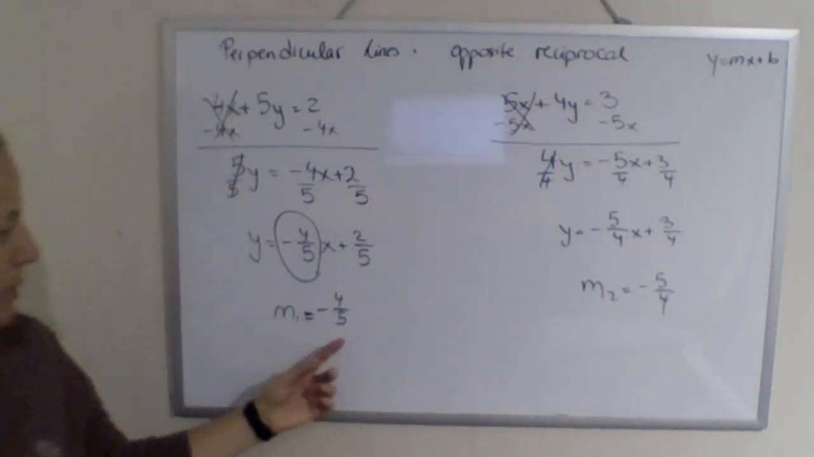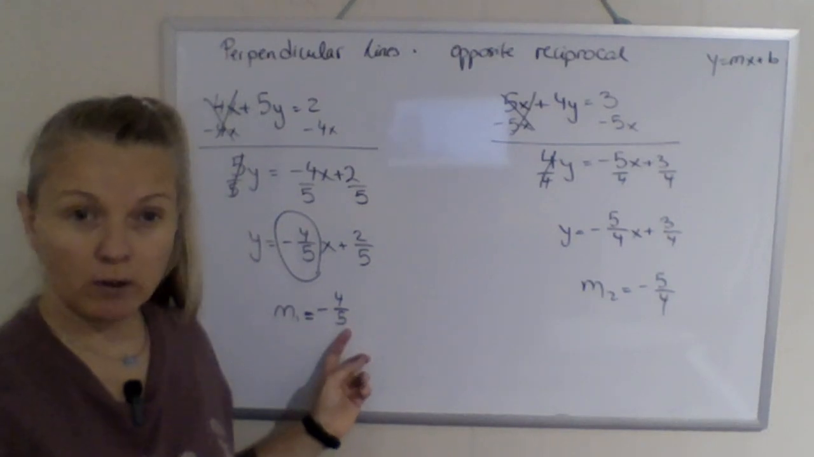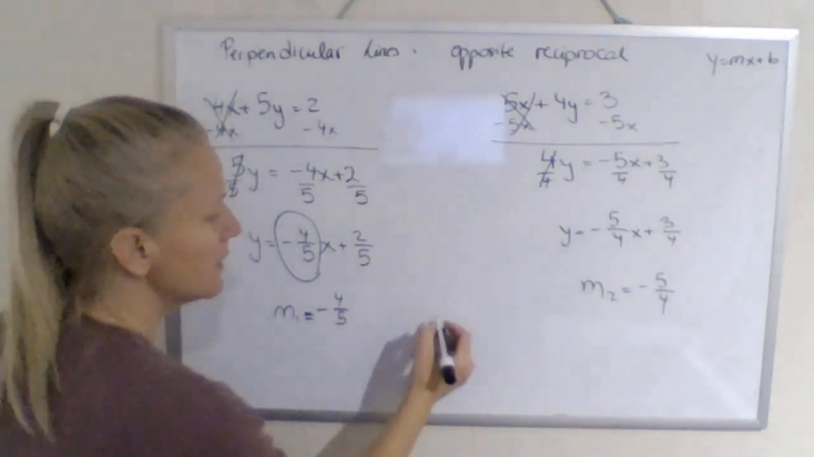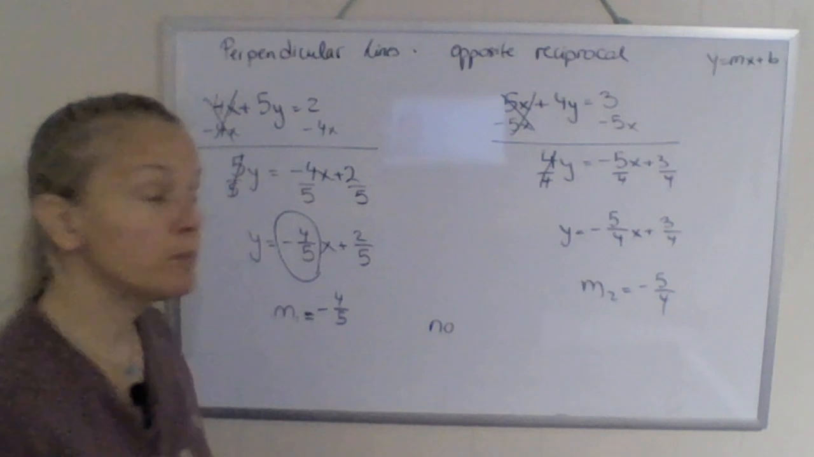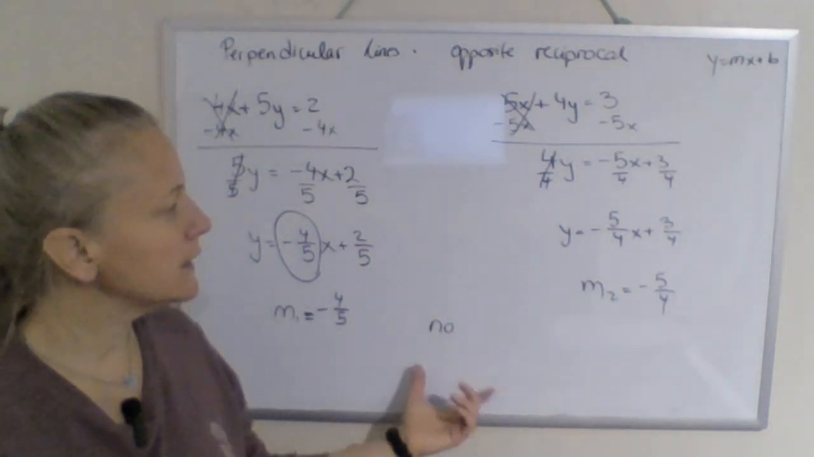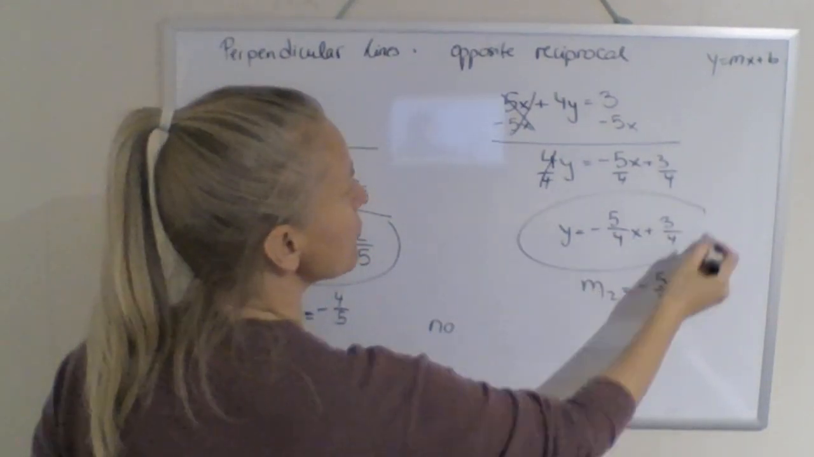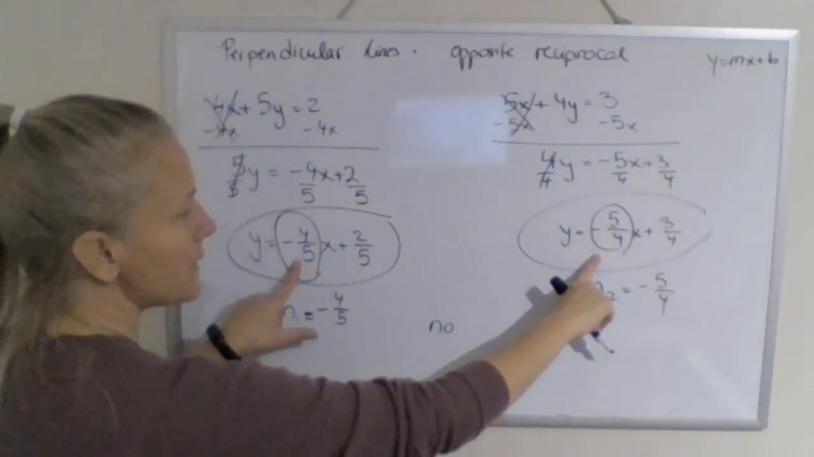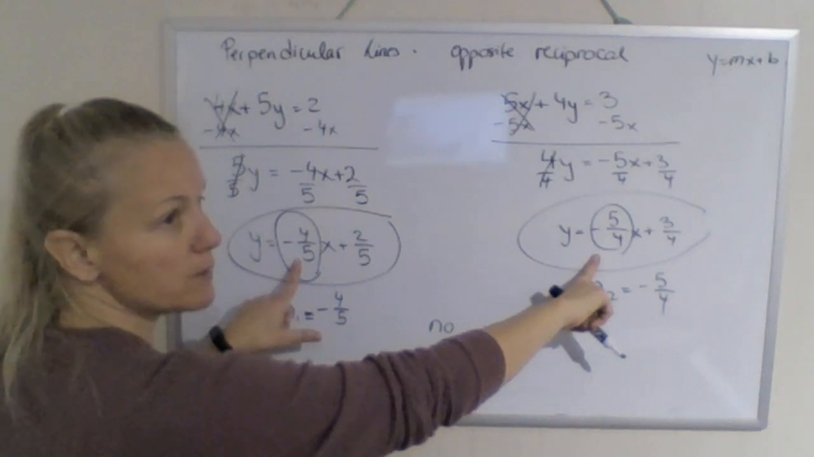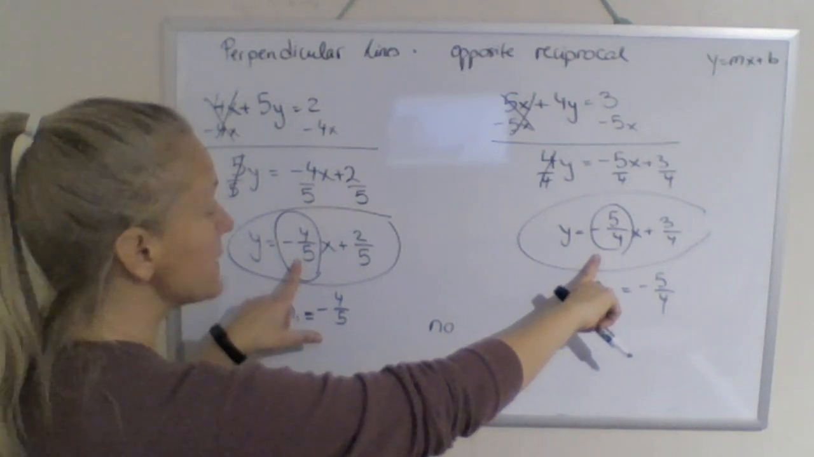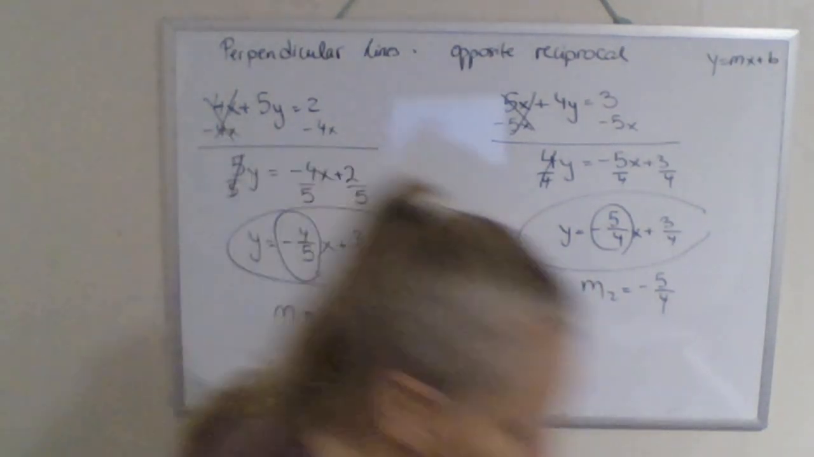If you look at the two numbers, they're definitely reciprocal, but they're not opposite, which means no, they are not perpendicular lines. In order to decide that two lines are perpendicular, you have to bring them to this form. So then you can identify both slopes and say, are these slopes opposite reciprocals? No, they're not. They are reciprocal, but not opposite.